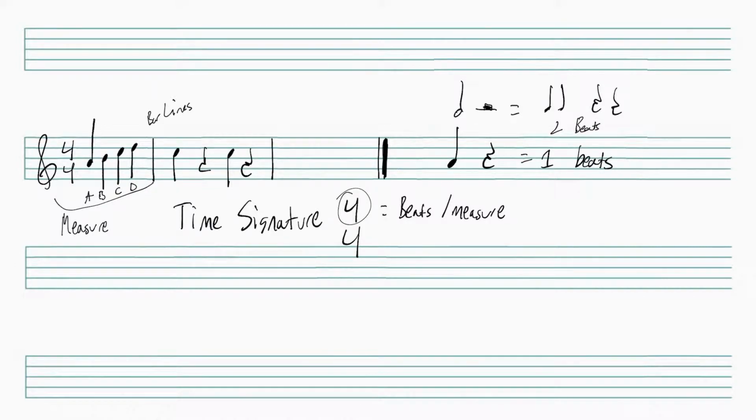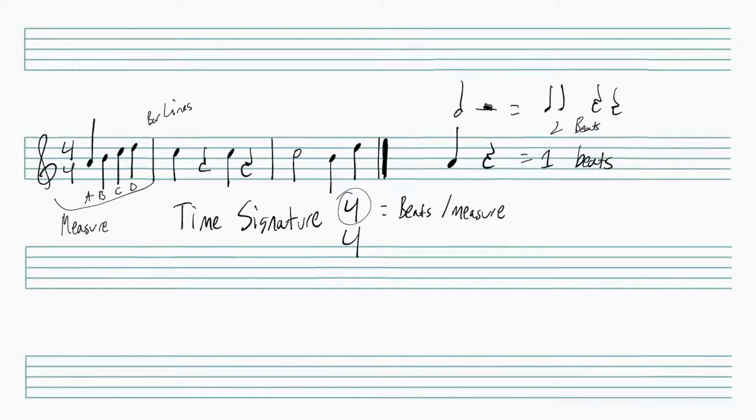Since we know that 2 quarter notes equals a half note, and we're going on the assumption that a quarter note itself equals 1 beat, you could draw this in a measure. We could have a half note and 2 quarter notes. That would be acceptable for a measure. This would not be acceptable.